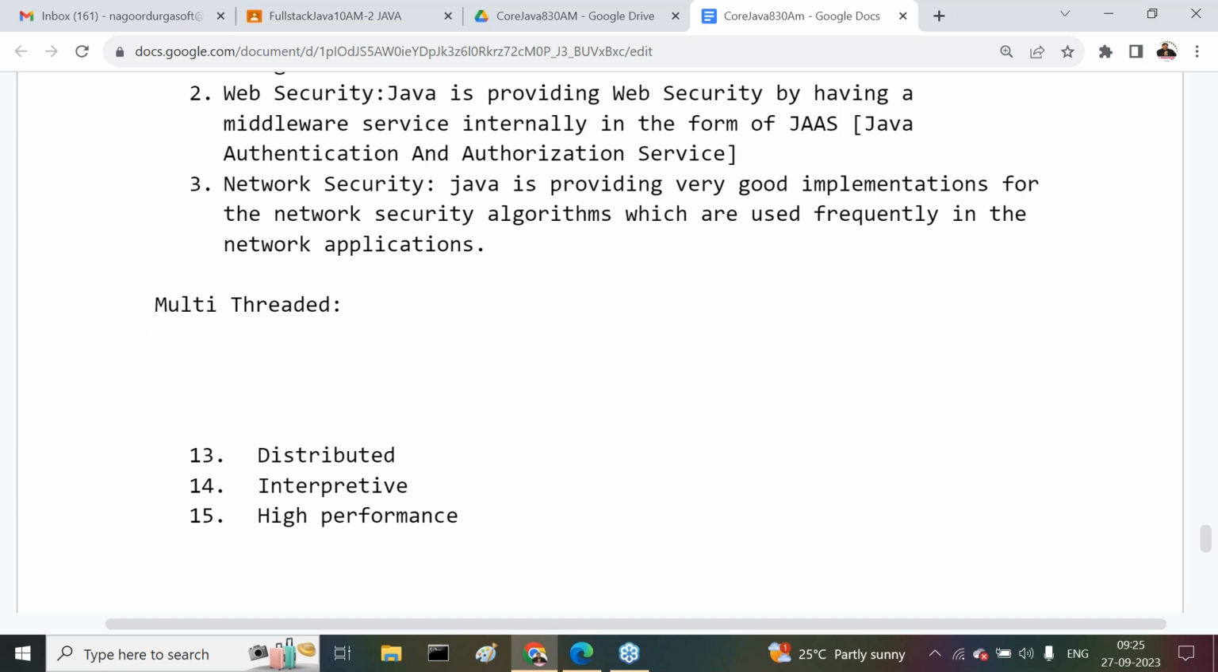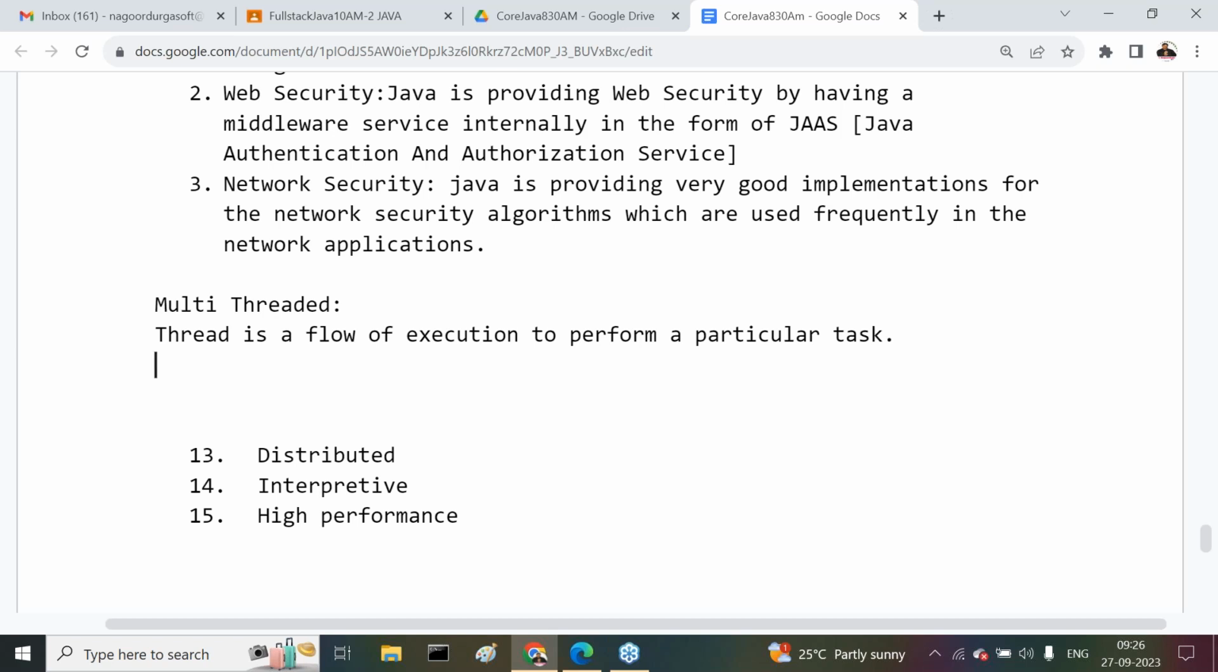I'll give some points to you, try to understand it clearly. Thread is a flow of execution to perform a particular task. We cannot see threads explicitly, but we will see the results of these threads.